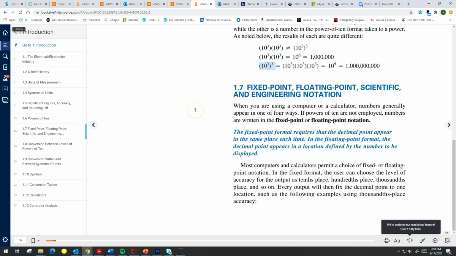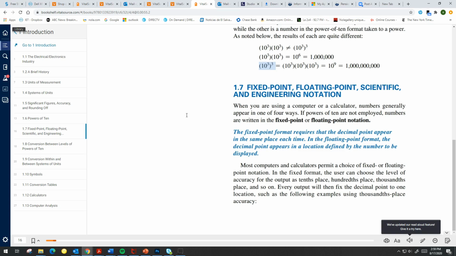All right, so the next topic in this section, in this chapter, is using what's called fixed point, floating point, or scientific and engineering notation. For the most part, if you're taking a course like physics, you already use scientific notation. It's just expressing some numbers as powers of 10. Engineering notation is a little different, and it's the one we're going to be using in circuits. That's what's important, that we use engineering notation when you work problems with circuit analysis.